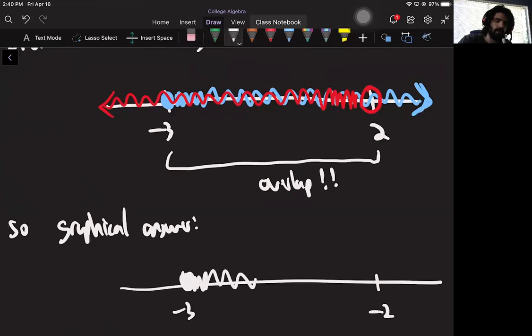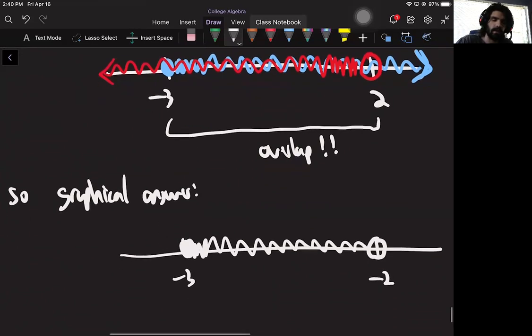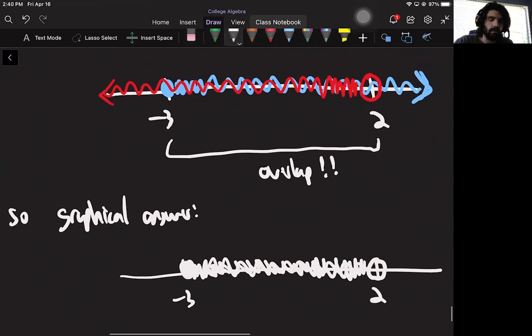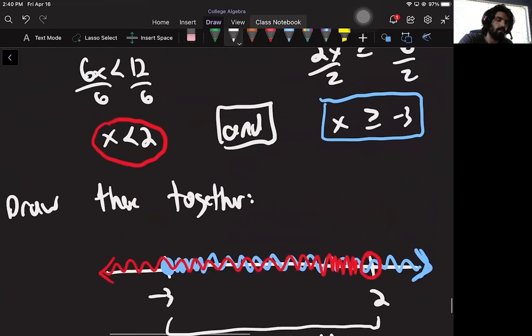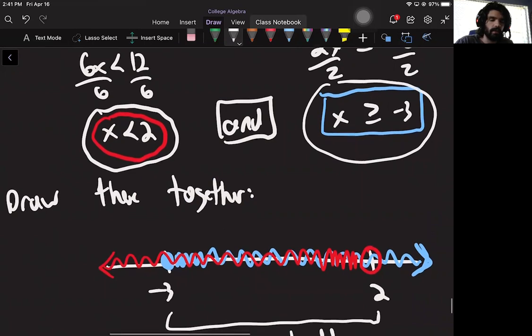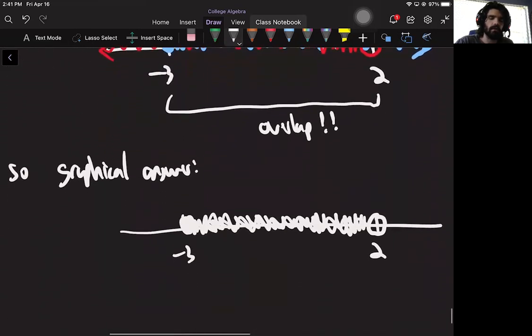And then I'm allowed to go as far to the right as I want, except I cannot actually be 2. So I got to stop there. So it looks something like that. So I'm just shading in between negative 3, sorry, a positive 2. I accidentally changed it. And then I'm not filling in 2, and that's really because of this not having an equals. And I am filling in the negative 3 because that one does have an equals. So that's how and problems will always work.